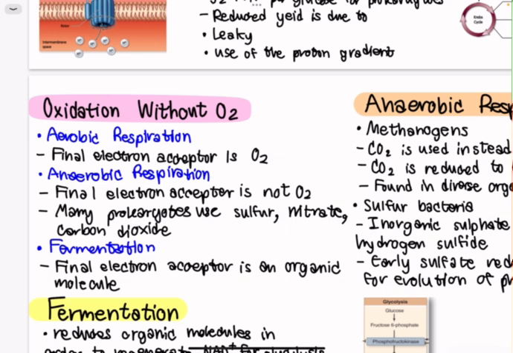Oxidation without O2. Aerobic respiration: the final electron acceptor is oxygen. Anaerobic respiration: the final electron acceptor is an inorganic molecule, not O2. And fermentation: the final electron acceptor is an organic molecule, converted into lactic acid and ethanol plus CO2.